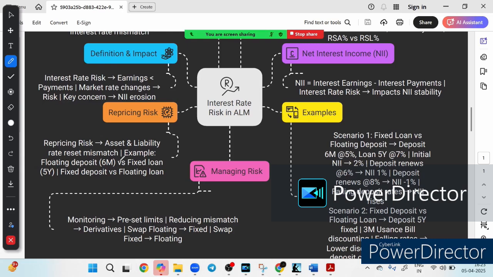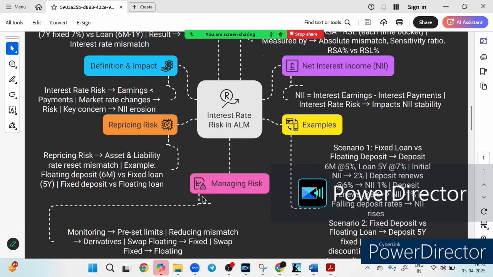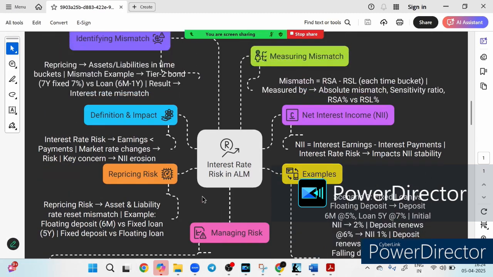Again I am repeating, suppose floating deposit of 6 months, fixed loan of 5 years. So in this case, if the deposit rate increases but the loan rate remains fixed, the bank's profit takes a hit. Now the question is how to measure this mismatch. So repricing risk, I hope it is clear, because the timing of the assets and liability maturity is varying. That is called repricing risk.